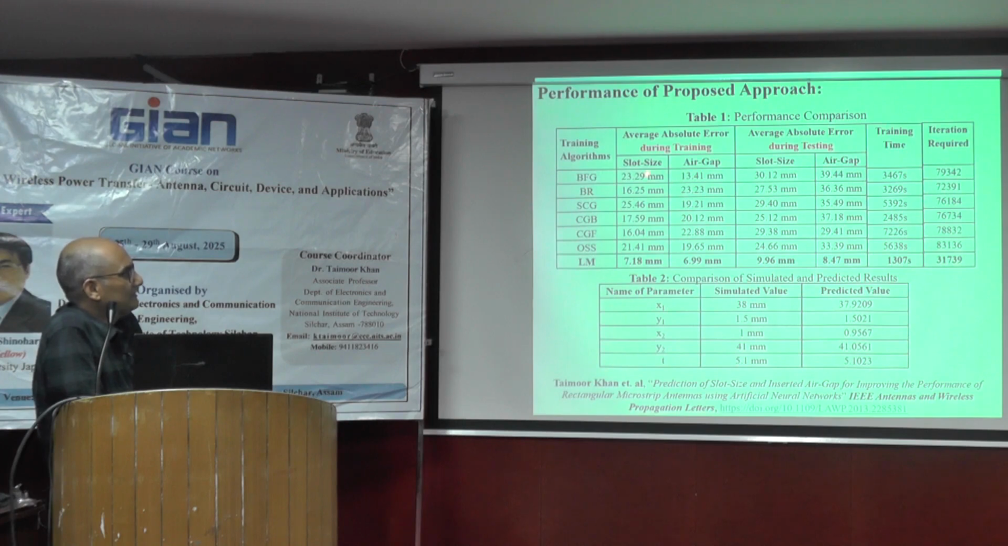Coming to the performance, you can see here during training and testing with the 7 different algorithms, the last one is giving the best performance in terms of error as well as training time and the number of iterations required. Now comparing the simulated and predicted parameters, because our task is to predict the dimensions x1, y1, x2, y2 as well as the air gap between the radiator and the ground plane. Then the simulated values and those predicted by the neural model we are getting here.